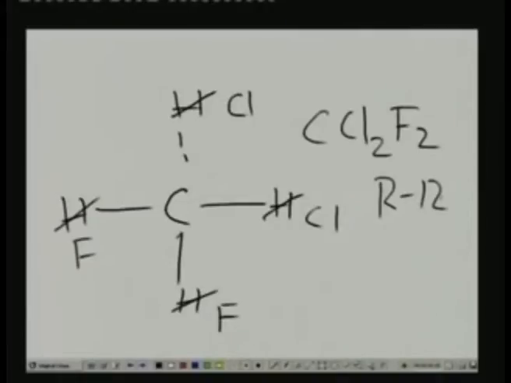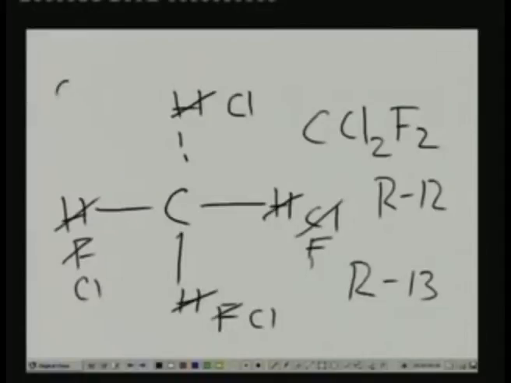If you replace, for example, instead of 2 chlorine atoms, I am replacing this chlorine atom with another fluorine atom, I get what is known as R13. So this is another important refrigerant. For example, again 2 more fluorine atoms are replaced by chlorine atoms, let us say. That means we have CCl3F. So this refrigerant is known as R11.